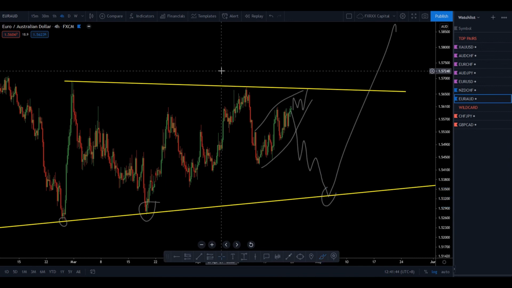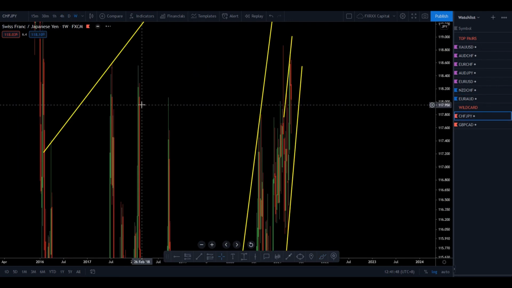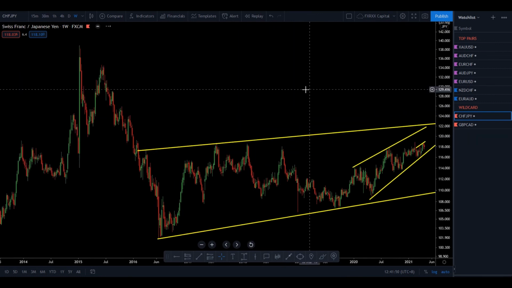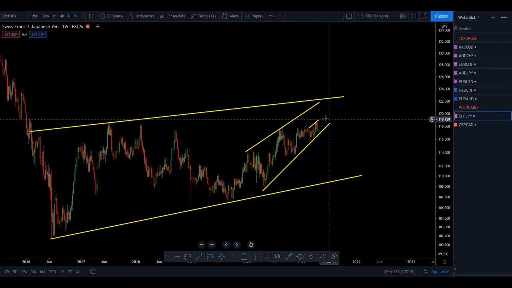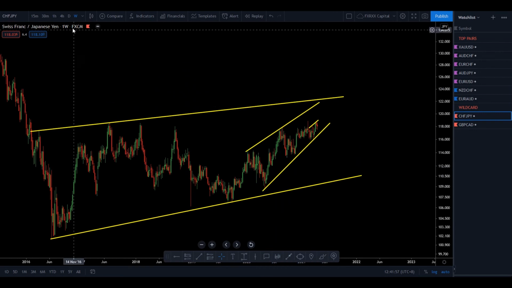Okay guys, that's all for top pair. Next we move to the wildcard for this week. Wildcard this week, we have two wildcards. First wildcard will be CHF JPY. CHF JPY, we see the price quite a corrective move to the outside as an ascending channel.